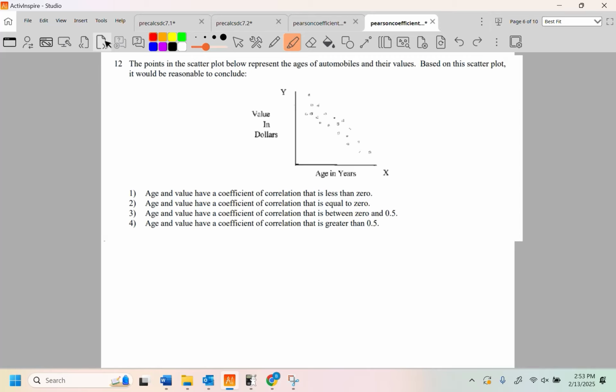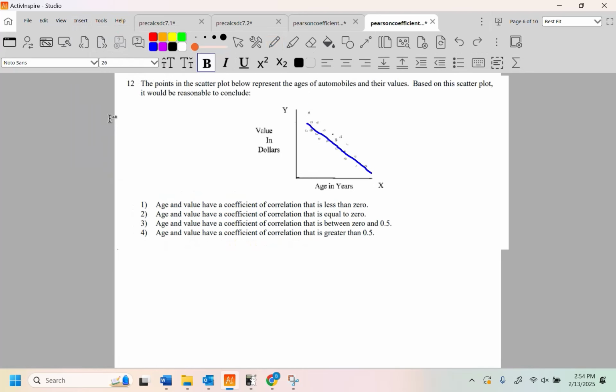Based on this scatter plot, it would be reasonable to conclude. I don't like the way the author wrote this particular question because choice 1 seems very, very valid. But, and it does, because this relationship is pretty darn strong. It's almost a good line. Had I written this question, I would have said there is a strong negative correlation. That would have been the answer choice here.